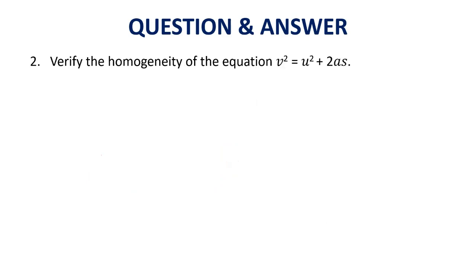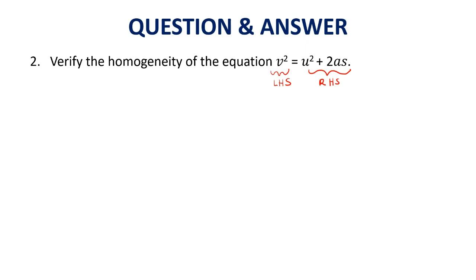Okay, kita tengok soalan kedua. Verify the homogeneity of the equation V square equal to U square plus 2AS. If we have this type of question, kita sahkan equation ni betul atau tak. So, what we have to do is we separate it into two sides. Okay, so this is left hand side and this is right hand side.